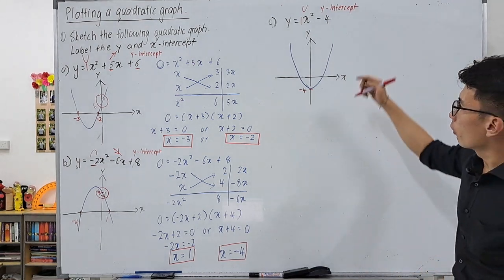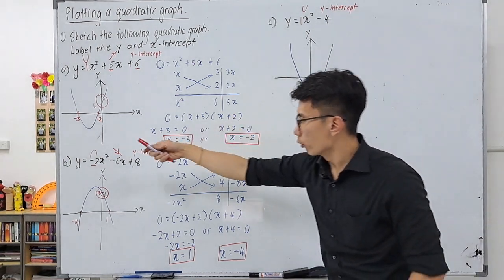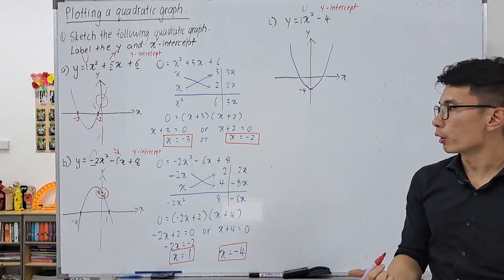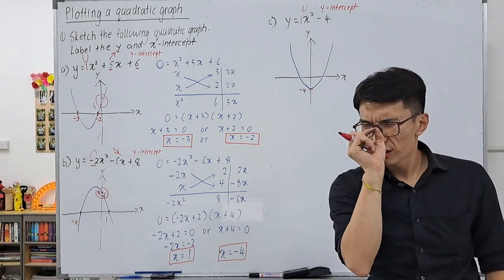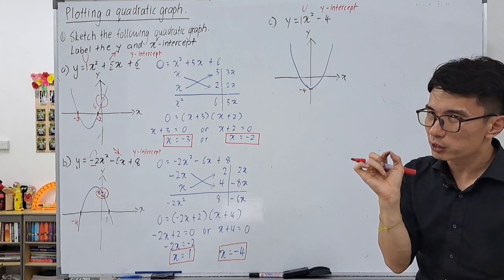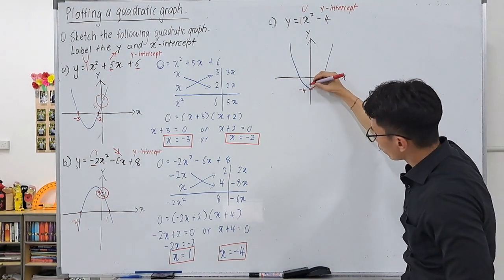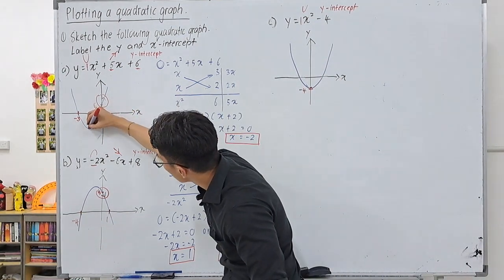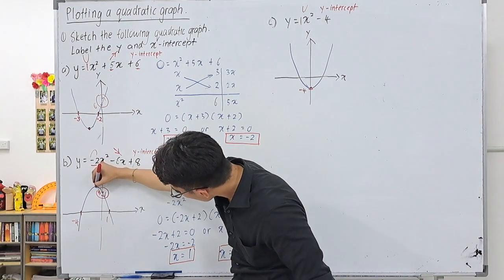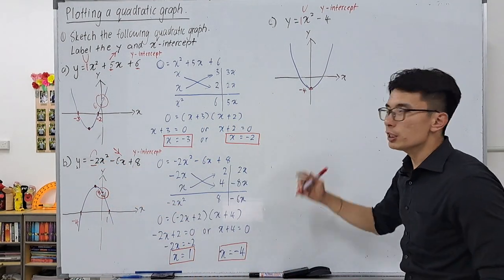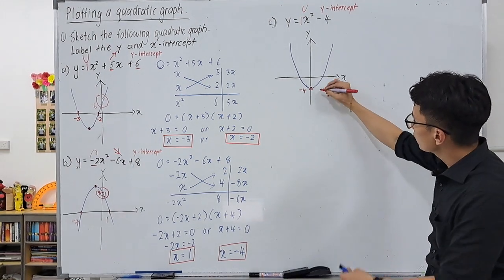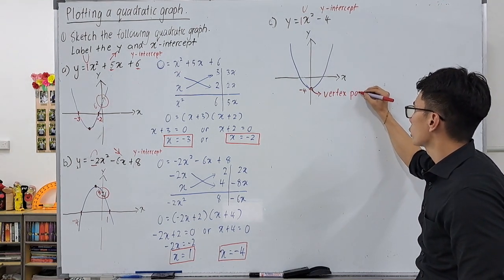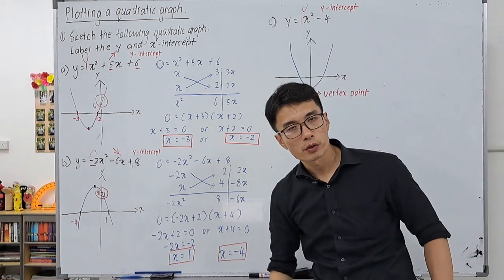Alright. Now, I want to talk about this graph. How is this different from these two over here? I want to introduce a new term in a quadratic graph. If you notice, in a quadratic graph, we have a point, like the tip of the parabola. In this case, it's over here. Now, this tip has a name. We call this tip the vertex point. The tip over there is called the vertex point.